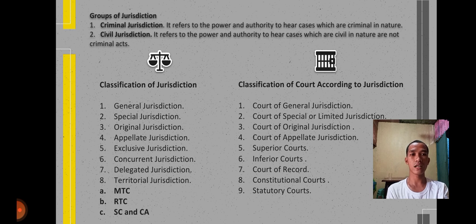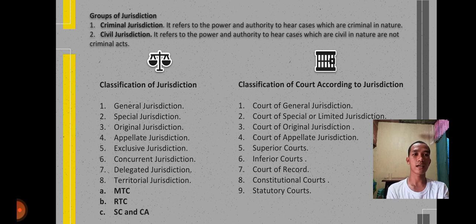First, the general jurisdiction, the special jurisdiction, the original jurisdiction, the appellate jurisdiction, the exclusive jurisdiction, the concurrent jurisdiction, the delegated jurisdiction, and the territorial jurisdiction. Under the territorial jurisdiction, we have the MTC, RTC, and CTA and CA.